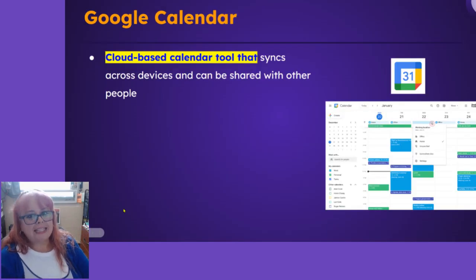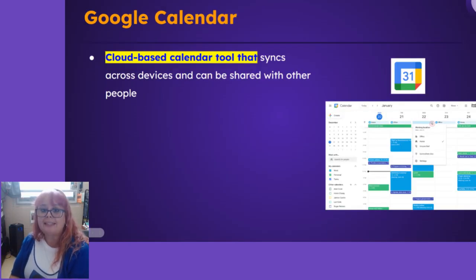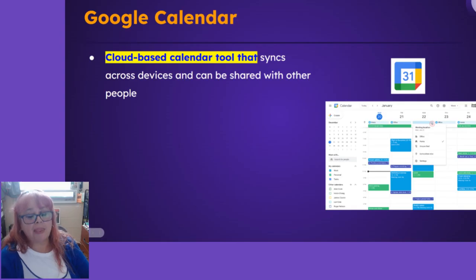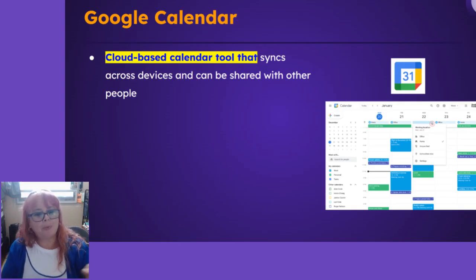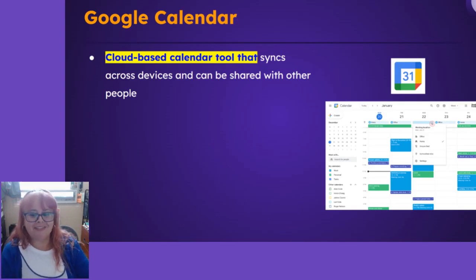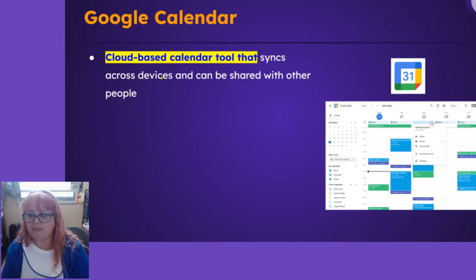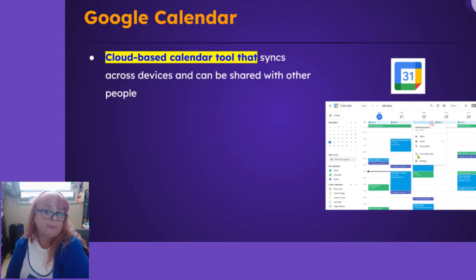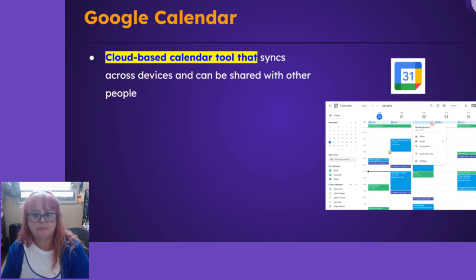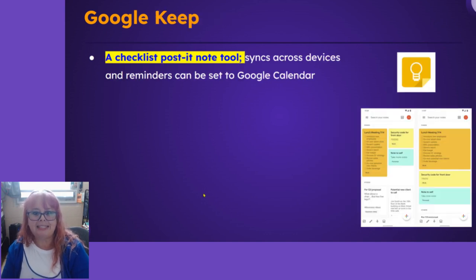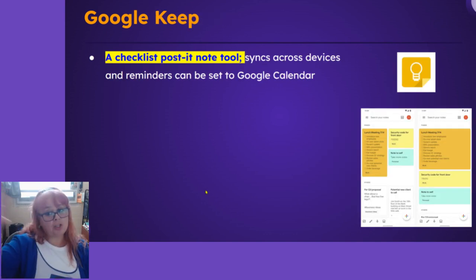Google Calendar is a cloud-based calendar tool that syncs across devices and can be shared with other people. It's my number one favorite tool of all time. I love it because otherwise I don't remember to do anything. But it's nice because you can set up calendars for different stuff and keep track of where you need to be at any time. And you could also share those across all your devices and with other people, which is awesome.